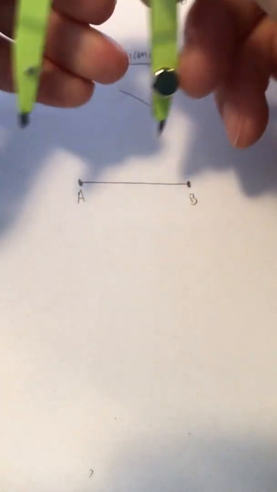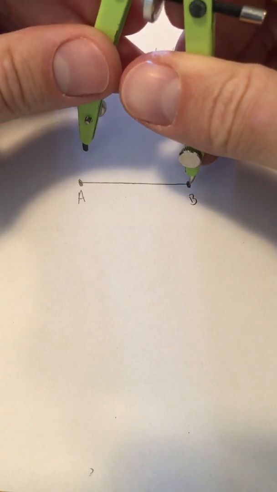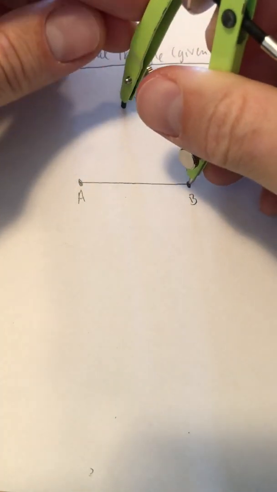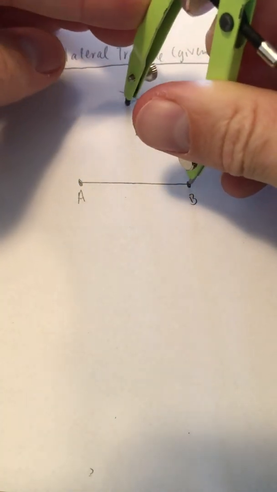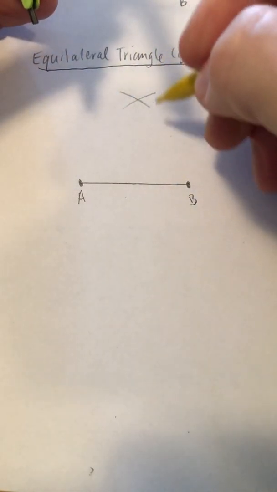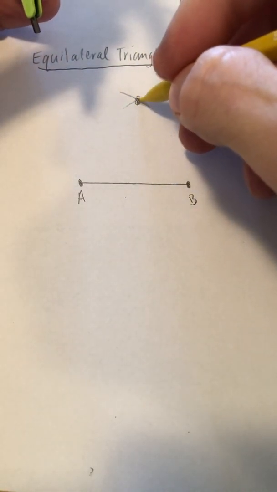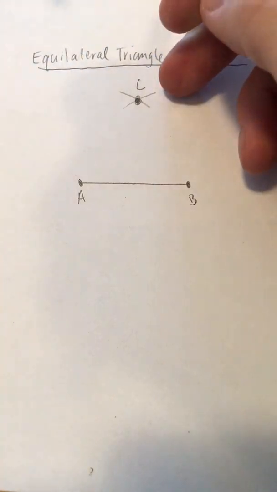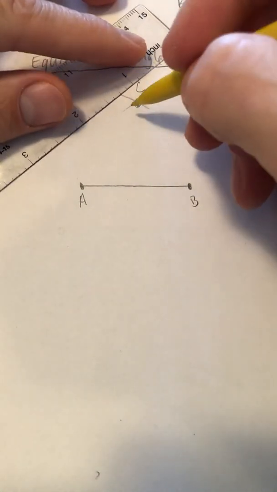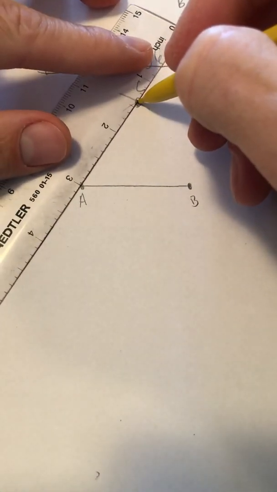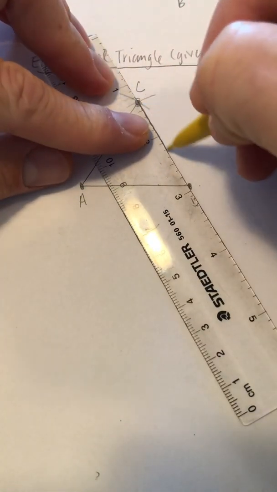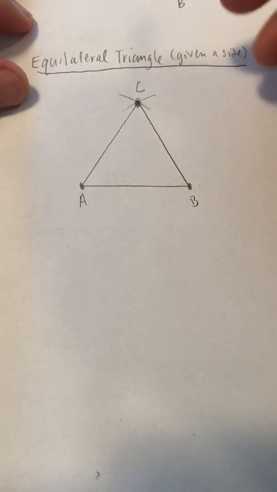We're gonna turn our compass over and put our point on B. And then we're gonna do the same mark up here. Okay, so this mark up here is the same distance from A and B, and then we'll call that C. And then we can draw in our segments. Equilateral triangle.